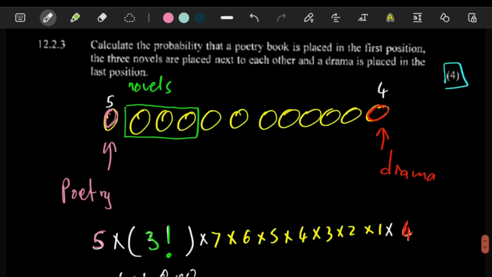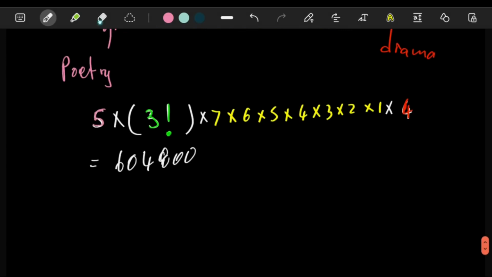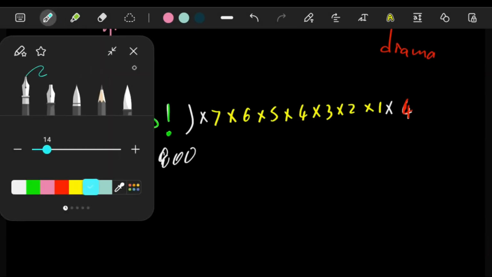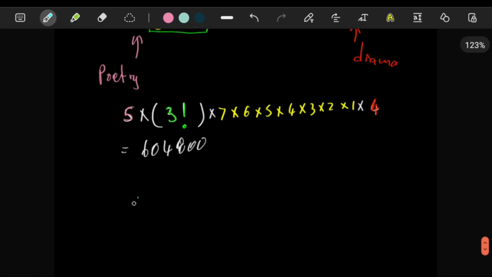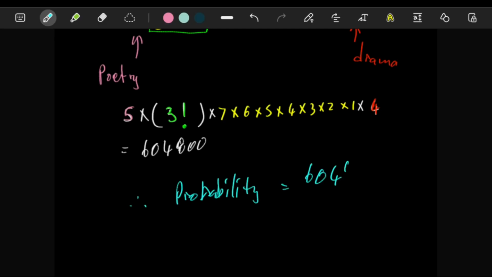So the probability of this happening is going to be 604,800 over all possible outcomes. Therefore the probability is going to be 604,800, the whole thing over 12 factorial. So let's see here. 604,800 divided by 12 factorial.